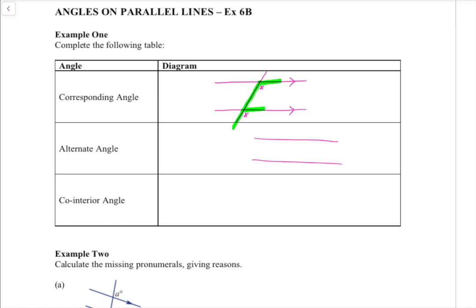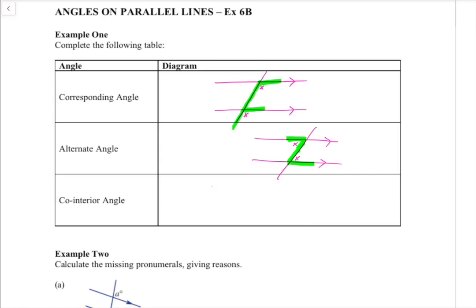Alternate angles, parallel lines. And with alternate angles, we're looking for a Z shape. And with the Z shape, our two angles are the same or they are equal. And remember, the Z could be backwards or it could be forwards.